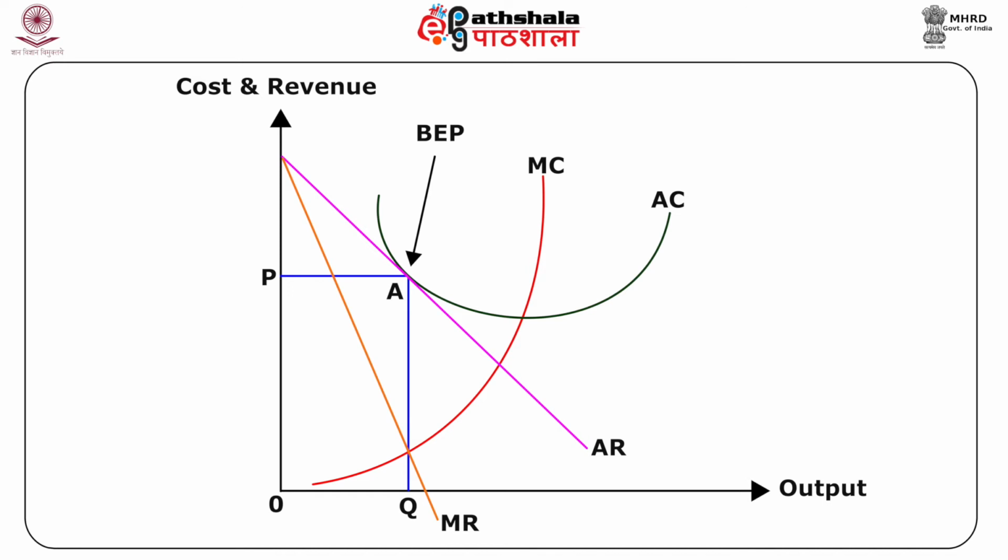In figure 8 above, the equilibrium quantity is at Q where MR is equal to MC, and according to the AR and AC approach, break-even point is at A where TR is equal to TC or AR is equal to AC. Thus, at Q, TR is equal to price into quantity, which is equal to OP into OQ, which is equal to area OPAQ. Similarly, TC is equal to AC into quantity, which is equal to OP into OQ, which is again equal to area OPAQ. Therefore, at the break-even point, TR is equal to TC or AR is equal to AC.